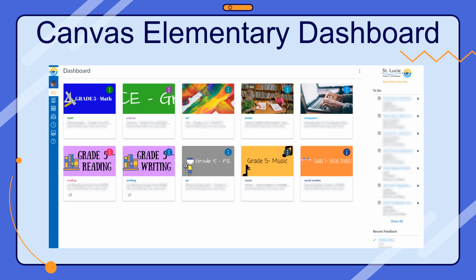On the right of the dashboard, there will be a to-do list that will display for students with upcoming assignments. Also displayed on the right is the recent feedback list. When a teacher has graded an assignment, it will populate under the recent feedback heading.